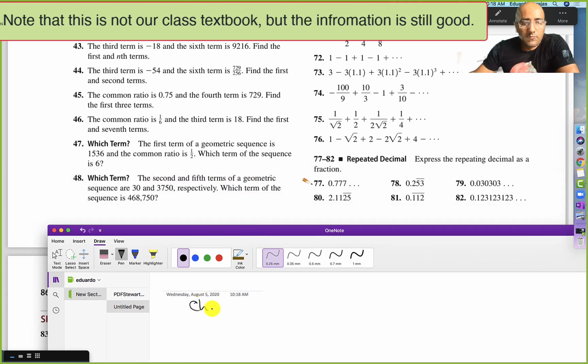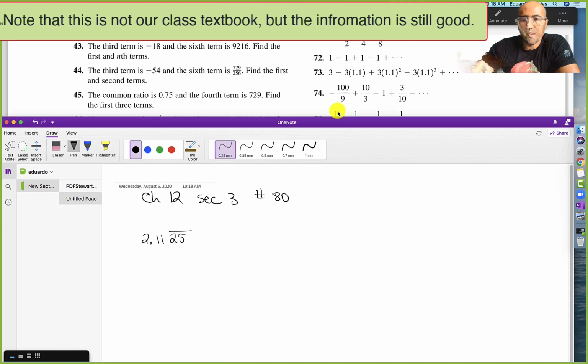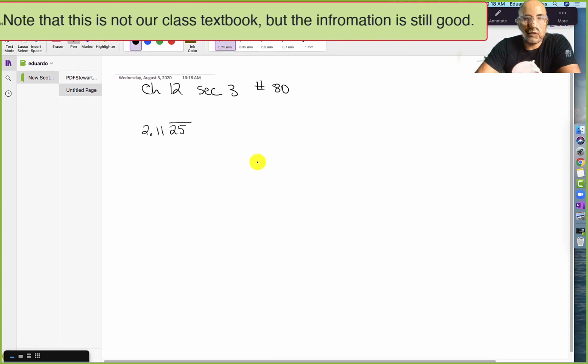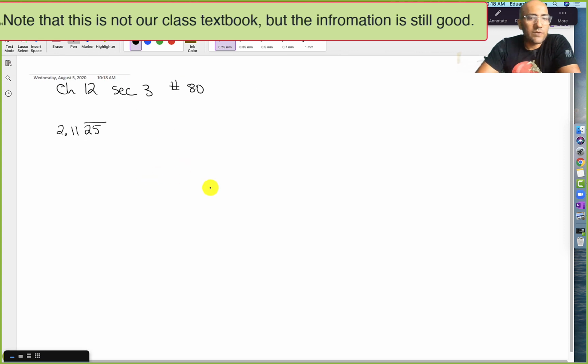This is chapter 12, section 3, number 80, and it has 2.1125 bar, and it says express the repeating decimal as a closed fraction. This is one of my favorite kinds of problems from this section, so you know it's going to make an appearance on the exam. Let's make sure you know how to do this one.